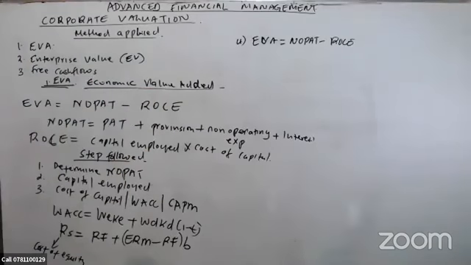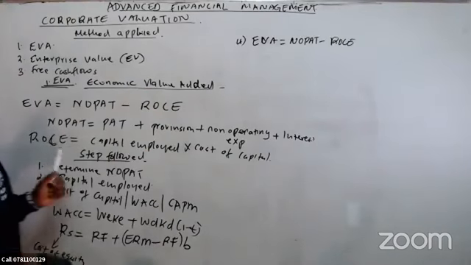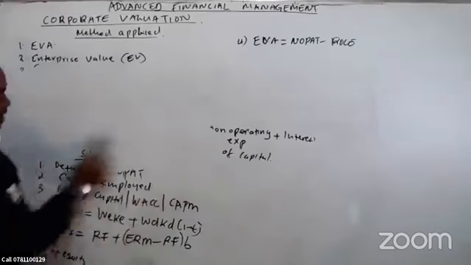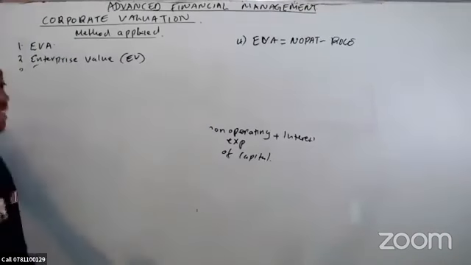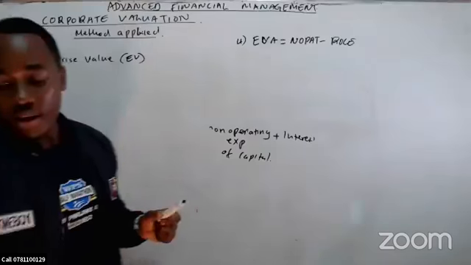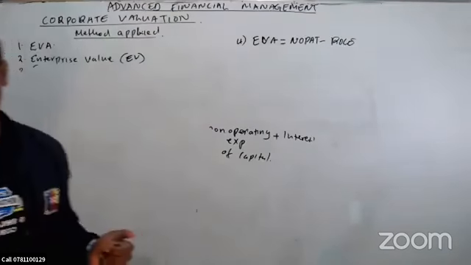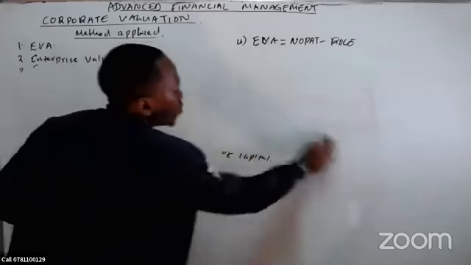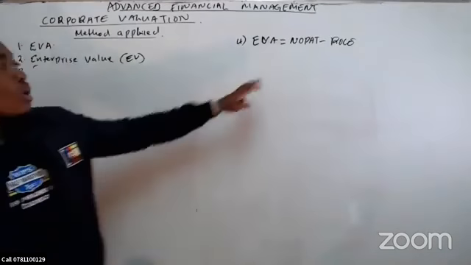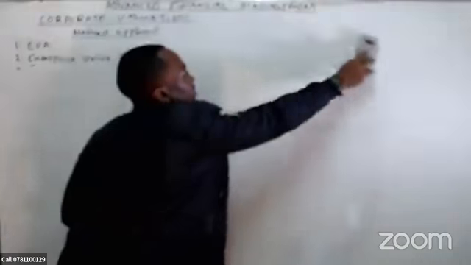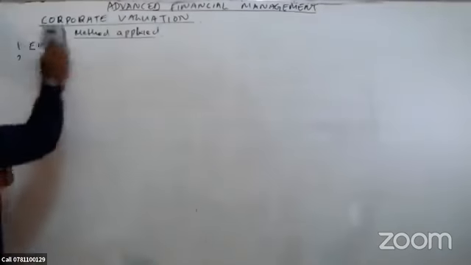Now let's look at the disadvantages. One of the disadvantages of EVA is that it can be complex, mostly when the number of transactions is huge. In that case, adjusting for NOPAT becomes complex. So now let's do the first illustration on EVA.